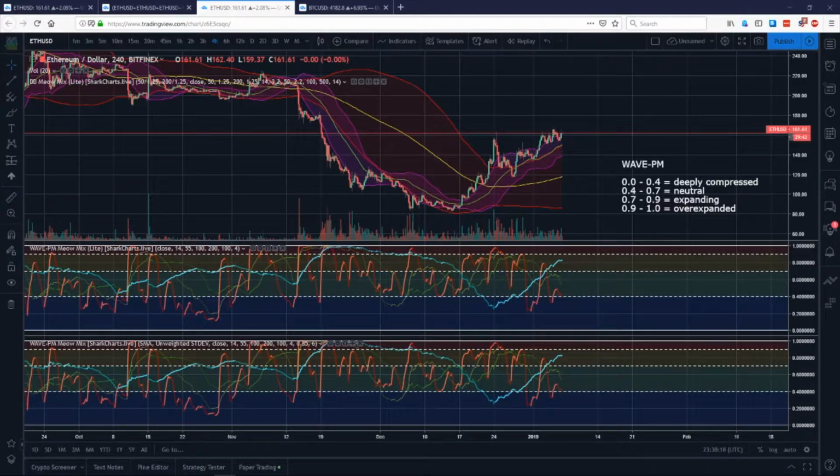So it's divided into 4 regions roughly corresponding to a zone where it's been pretty deeply compressed, a neutral zone between 0.4 and 0.7, a sweet spot where it's probable to be expanding between 0.7 and 0.9, and then a spot between 0.9 and 1 where it is expanded so much that we might think of it as overexpanded and liable to start compressing soon.